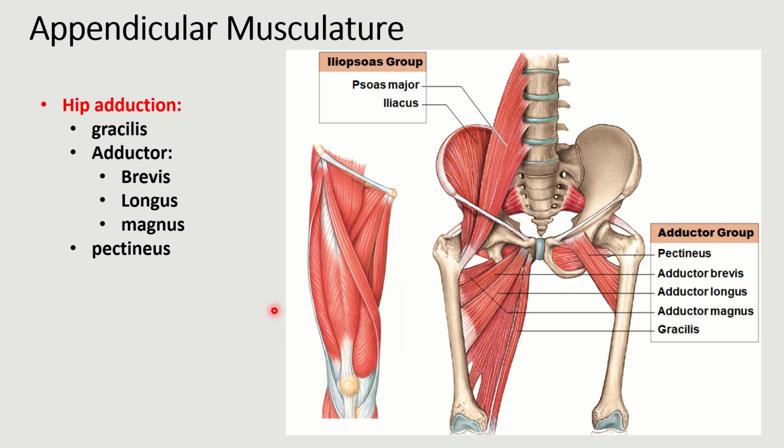Hip adduction. So for hip adduction, moving your lower extremity toward the midline, you have the gracilis, the most medial muscle in the thigh. You have the adductor magnus all the way, adductor longus, adductor brevis, pectineus.